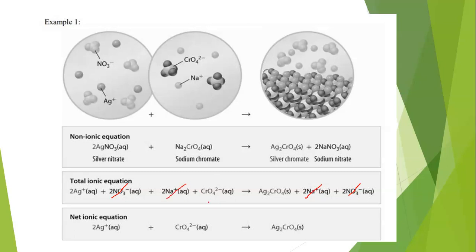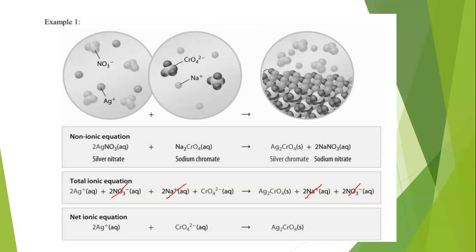Here we have chromate, which is an ion, and notice over here, it's not an ion. It's together in a compound. So here we have things changing. I crossed out all my spectators, so this is my total ionic equation. It has all my ions present. My net ionic equation is what is reacting.